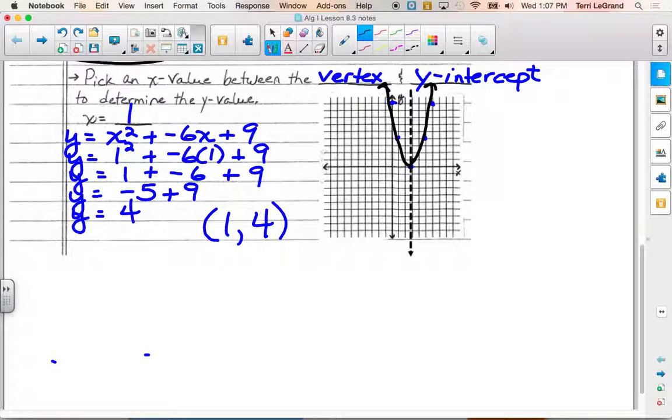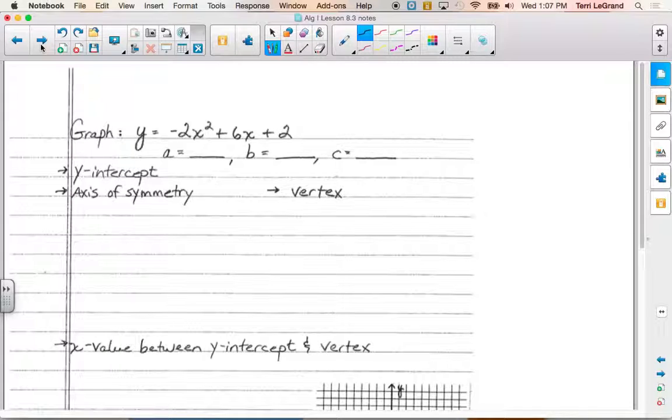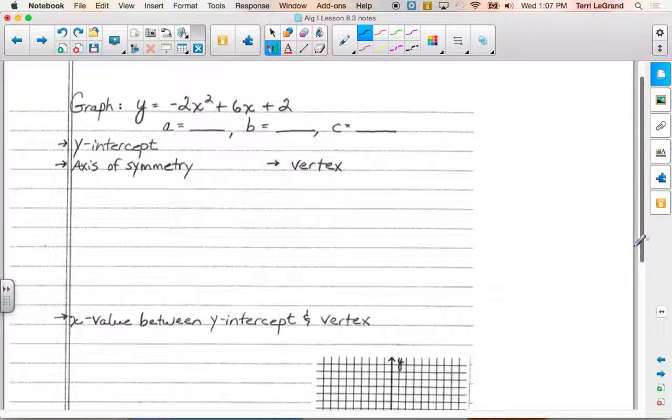Okay, questions on that one at all? Anything that didn't make sense? Still. Okay, let's do one more together. Because sometimes we don't get integer numbers to work with our vertex like we learned yesterday, right? Okay, so we're going to graph y equals negative 2x squared plus 6x plus 2.